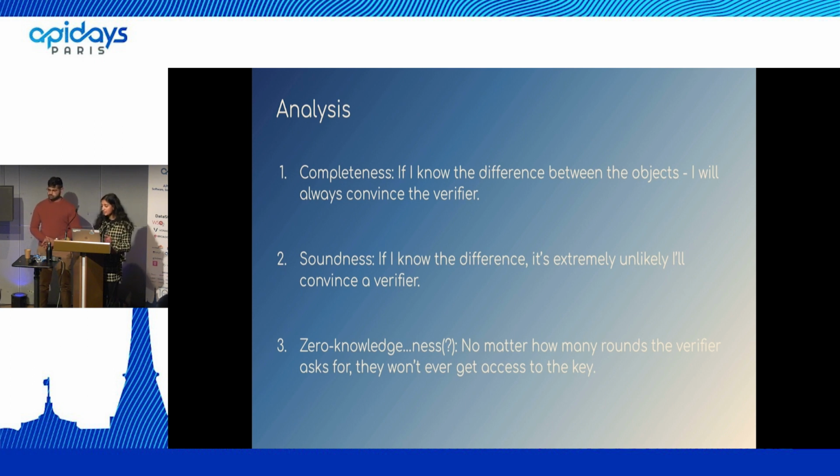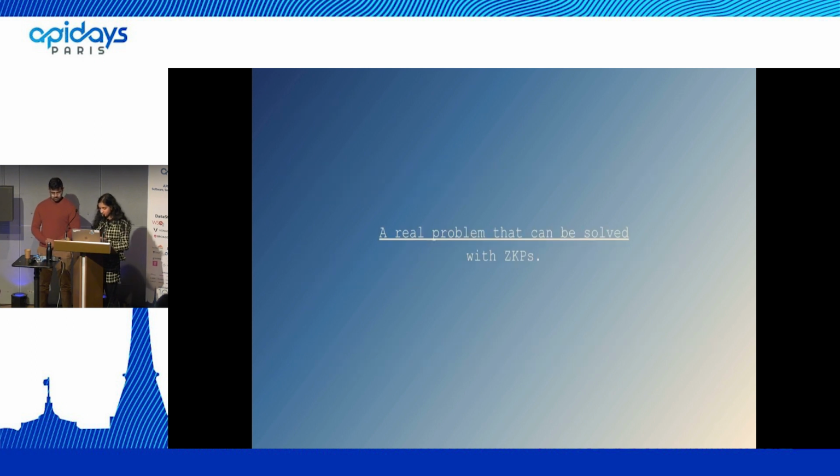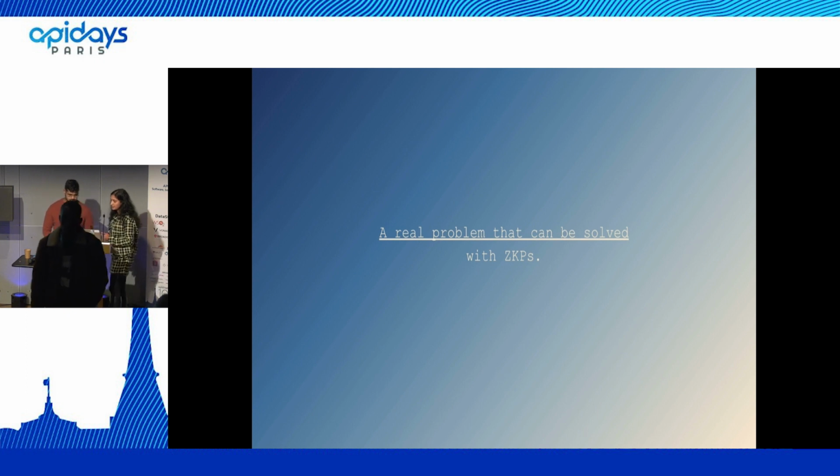In terms of soundness, if I don't know the solution, then it's extremely unlikely that I'll convince a verifier. And for zero-knowledge, no matter how many times we do this over and over again, the verifier is not going to know any other information apart from the fact that it's either true or false. So we'll now move on to another example.